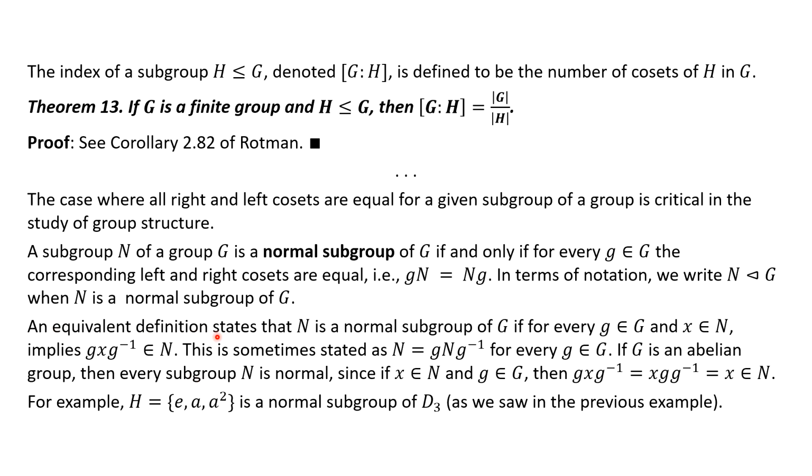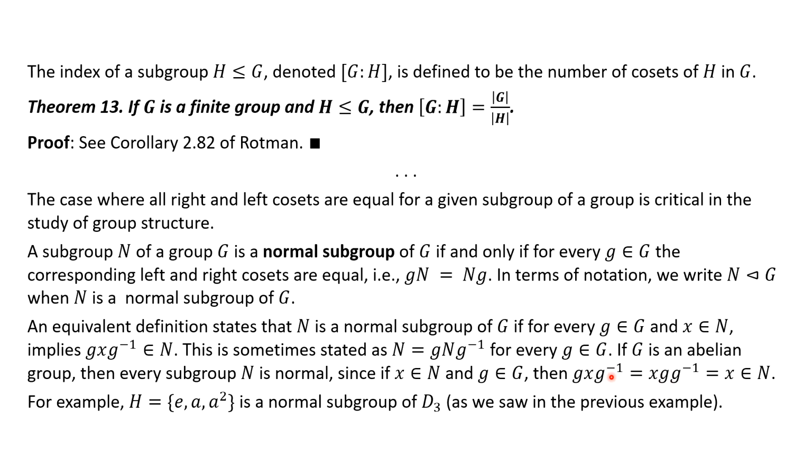An equivalent definition states that N is a normal subgroup of G if for every element g in our group G, and x in our subgroup N, we have that g x g inverse is an element of N. This is sometimes stated this way here. Excuse me, N equals g N g inverse for every g an element of G. If G is an abelian group, then every subgroup N is normal, since if x is an element of N and g is an element of G, we have this here, using this alternate definition.